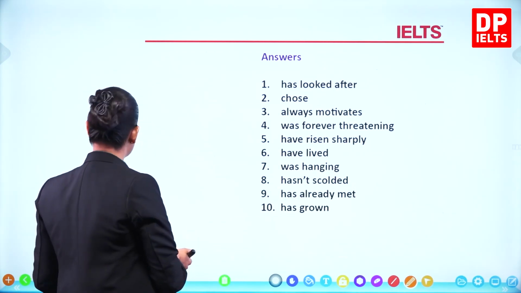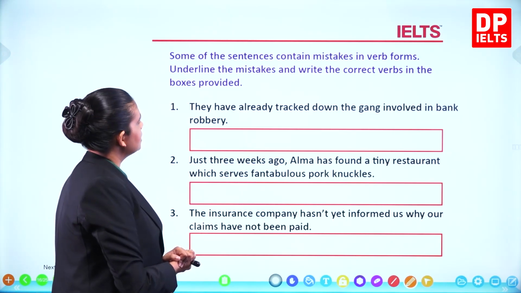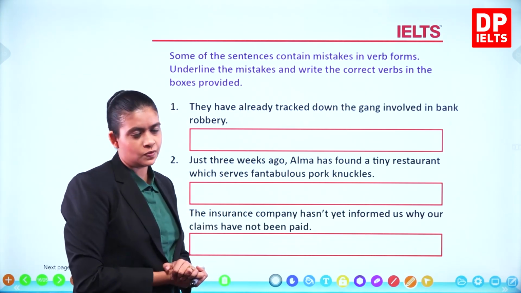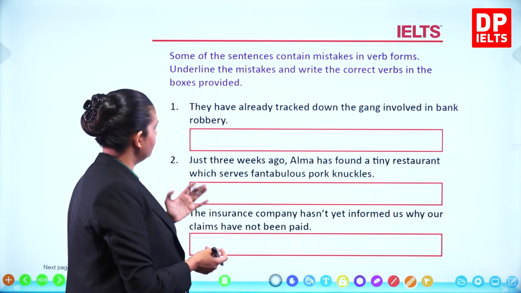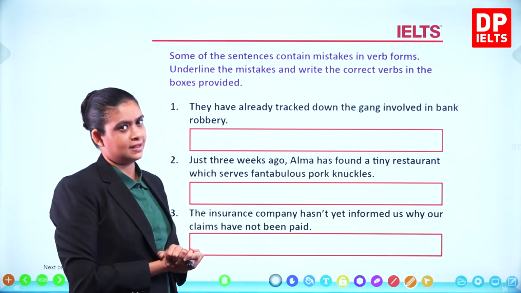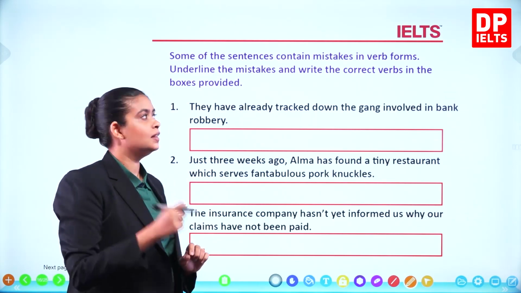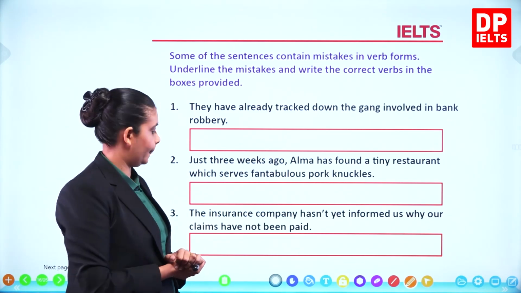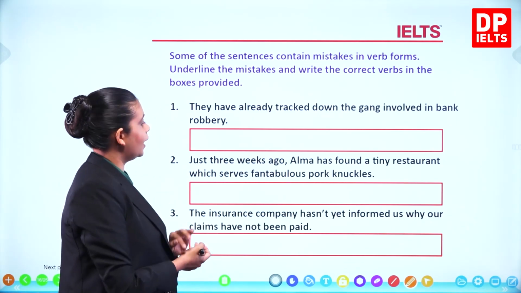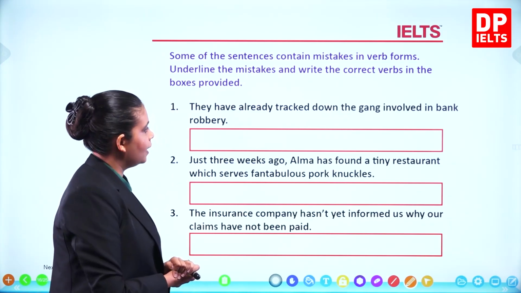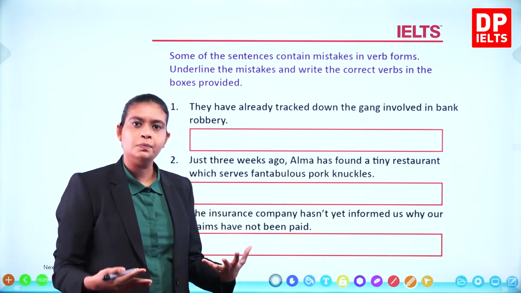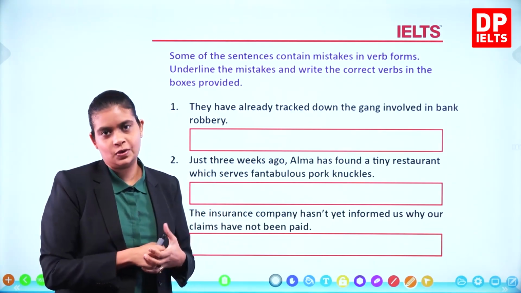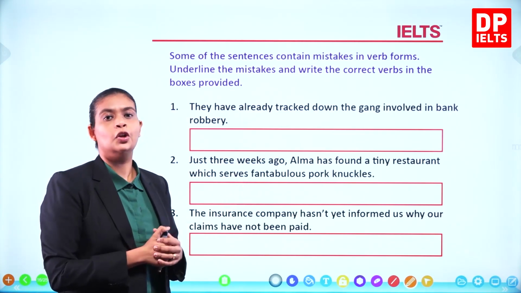Alright. So moving on. Some of the sentences contain mistakes in the verb forms. Not all, some. Underline the mistakes and then write the correct verbs in the boxes provided. So here you have 3 sentences. And why am I reading it out? Because then it's easier for you to pinpoint and see, this is what is wrong in the sentence, rather than just looking at it.